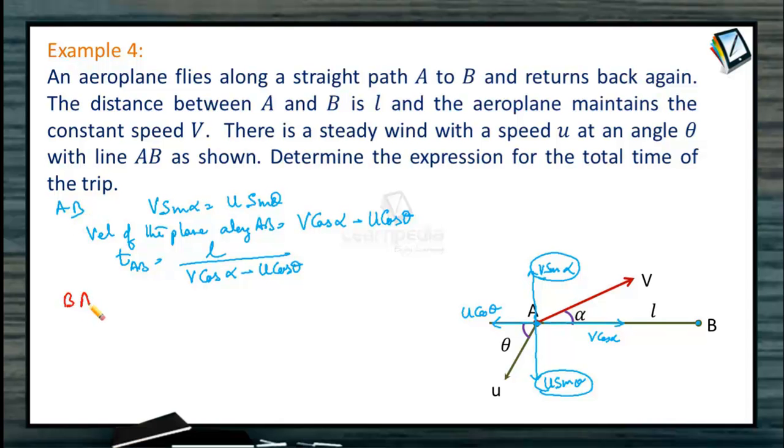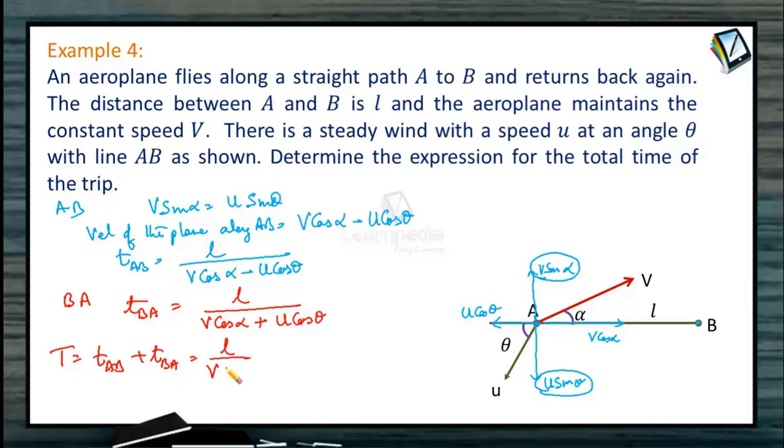Similarly, if the airplane comes back from B to A, what will be the time from B to A in a similar fashion? It will be L divided by, now this time both will be in the same direction, V cos alpha plus U cos theta. The total time of journey will be time from A to B plus time from B to A. That will be L divided by V cos alpha minus U cos theta plus L divided by V cos alpha plus U cos theta.